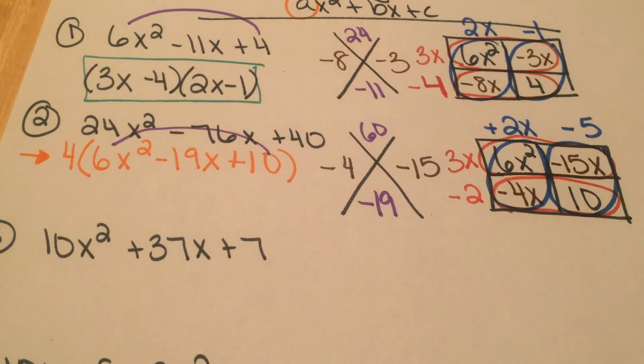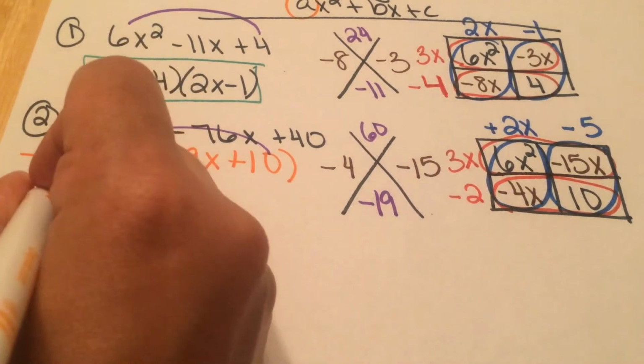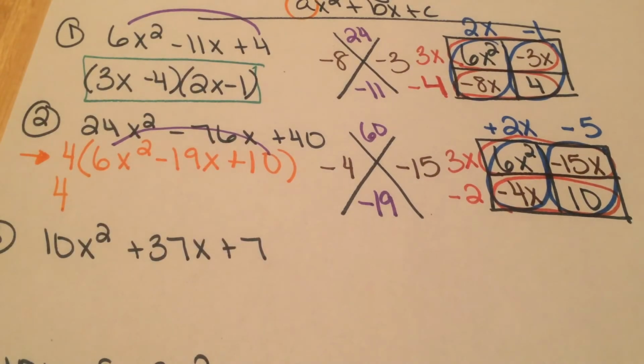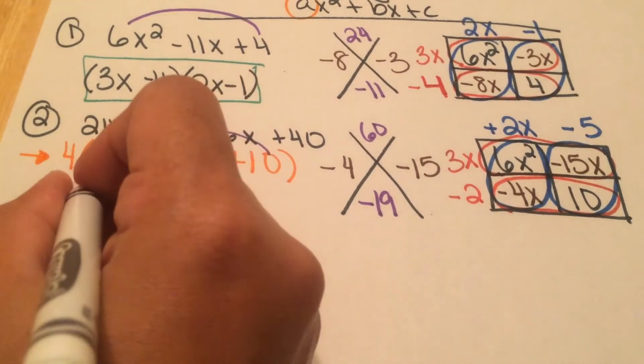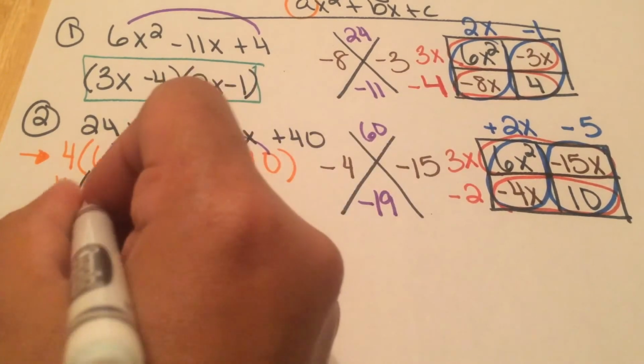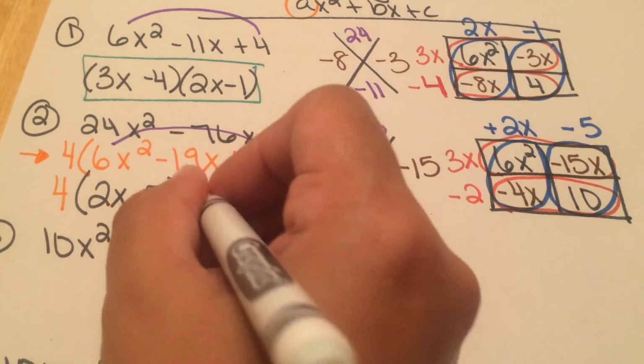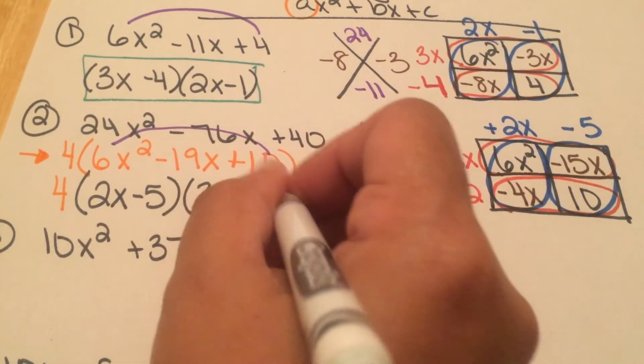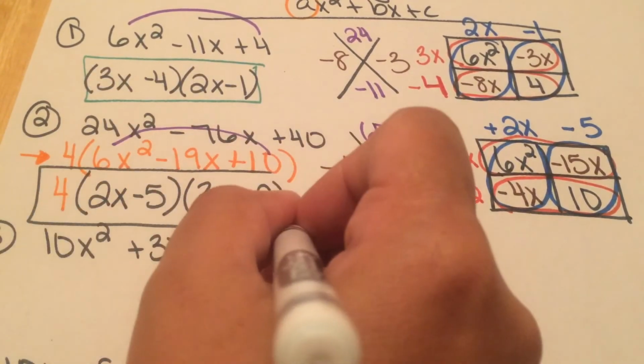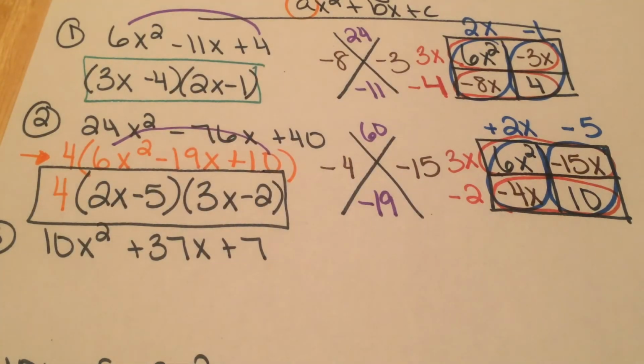Whew. All right. So now that we have that, we now know our factors. I'm going to go ahead and drop this 4 down because I know that it's just going to be hanging out with the rest of our factors. And I'm going to list all of my other factors. 2x minus 5 times 3x minus 2. And now we have complete factored form.